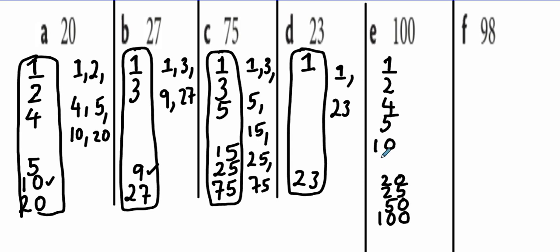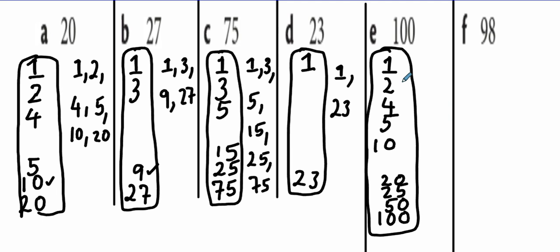Okay. Can we go to 11? Nope. Go to 12, 13. Nope. Yeah, I think this will mark the end of the factors of 100. And you can list them all over here.